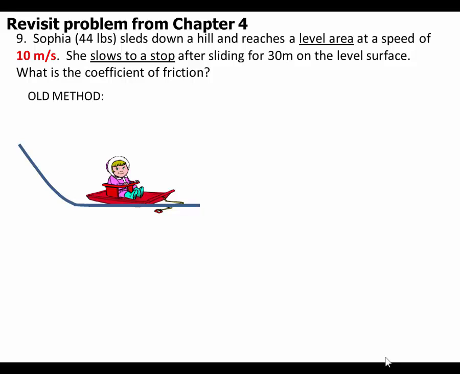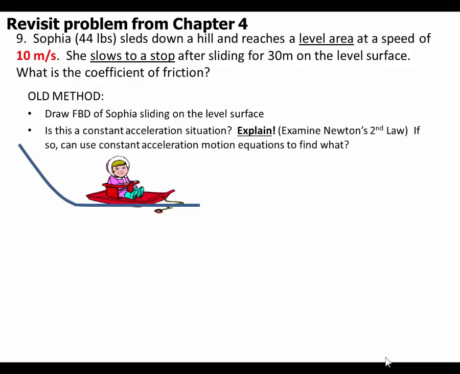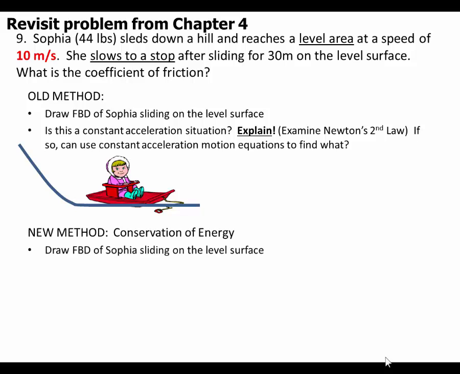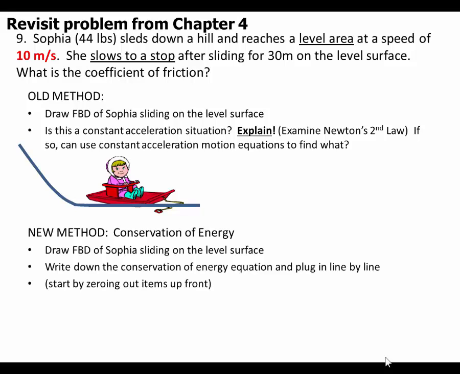In Chapter 4, we drew a free body diagram of Sophia sliding on the surface, and we made some assumptions about constant acceleration, and we worked out the problem using Newton's second law. Under the new method, we'll use conservation of energy. We'll still need a free body diagram because there's some non-conservative work done, so we'll have to look at the forces involved. Then we'll use the conservation of energy equation and plug in line by line. And don't forget, one of the first things we like to do when using energy equations is see what terms zero out up front.